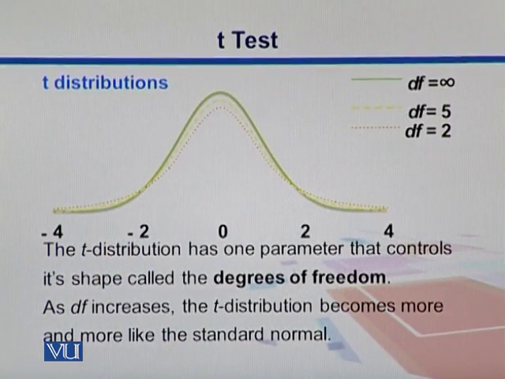Here is how these t-distributions look like. As I said earlier, these t-distributions depend upon different degrees of freedom. What is the degrees of freedom? Degrees of freedom is total sample size minus 1.